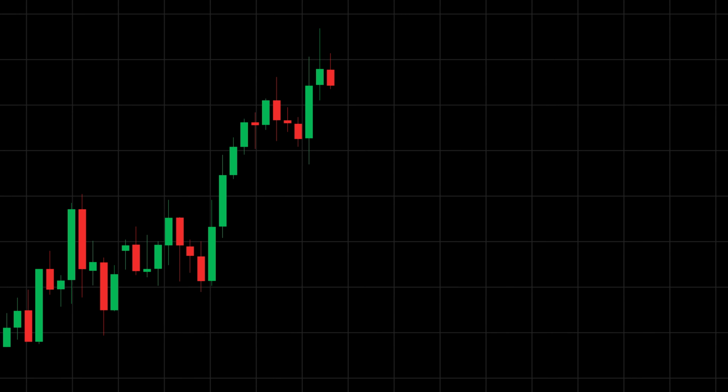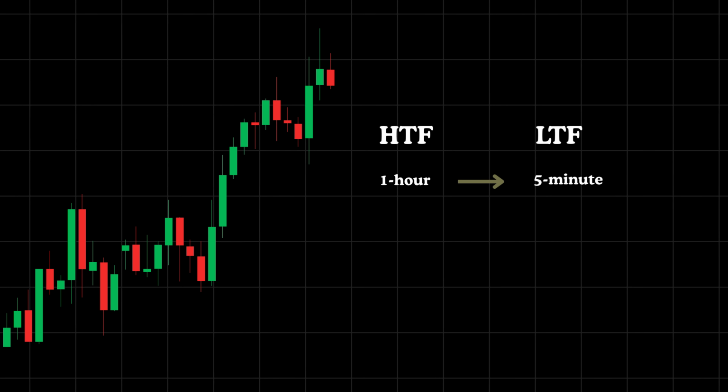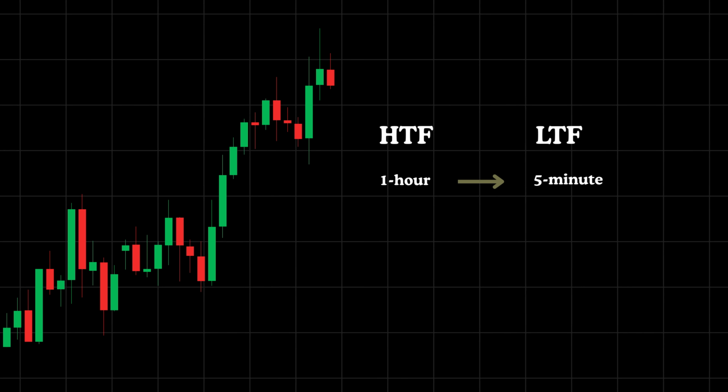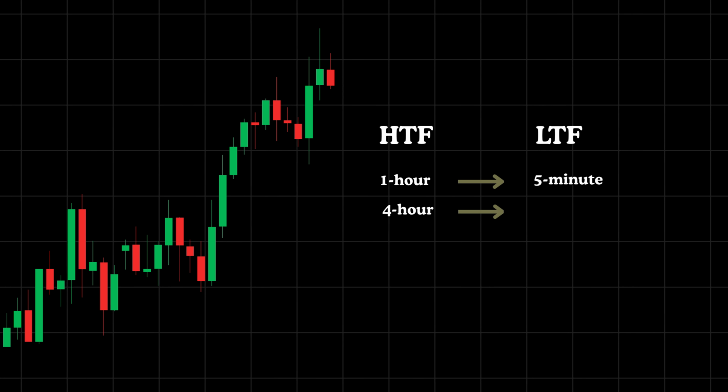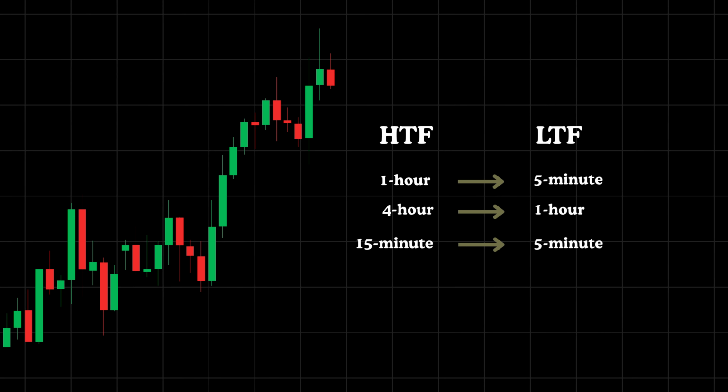This method relies on analyzing two time frames. We recommend using the 1 hour for analysis and the 5-minute for entries, although other combinations work too. Just ensure your entry time frame is at least half the duration of your analysis time frame.